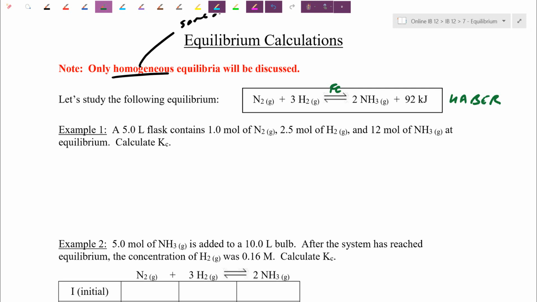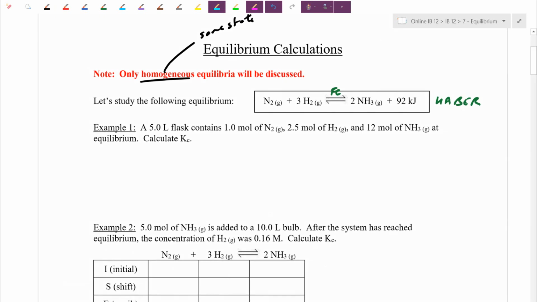So for starters, we'll begin fairly easy. We have a 5-liter flask, so I have a 5-liter container, 5 liters worth of room, and what I decide to do is I have 1 mole of N2, I have 2.5 moles of H2, and I have 12 moles of NH3. Right, so I went in with a meter and figured out how much N2, how much H2, how much NH3 I have. Let's start off, and this question is just calculating Kc.